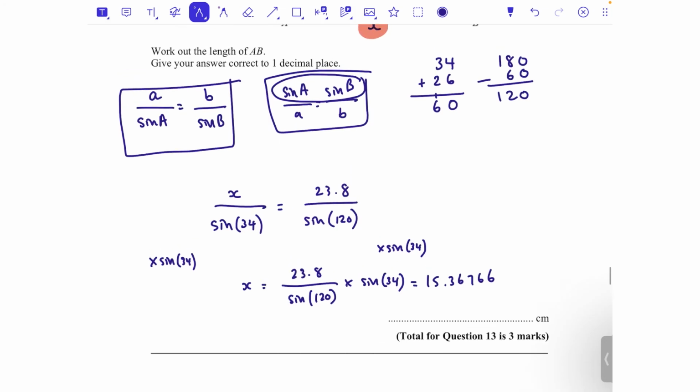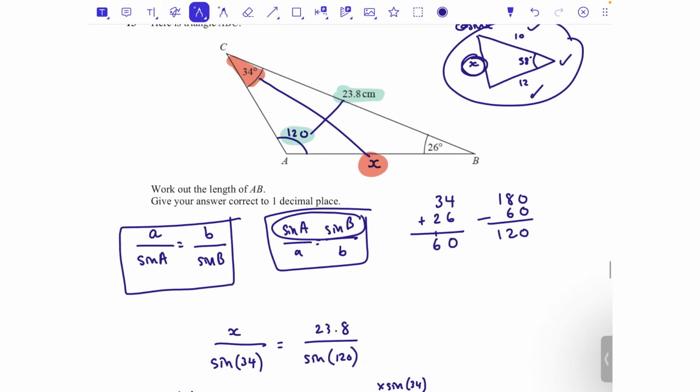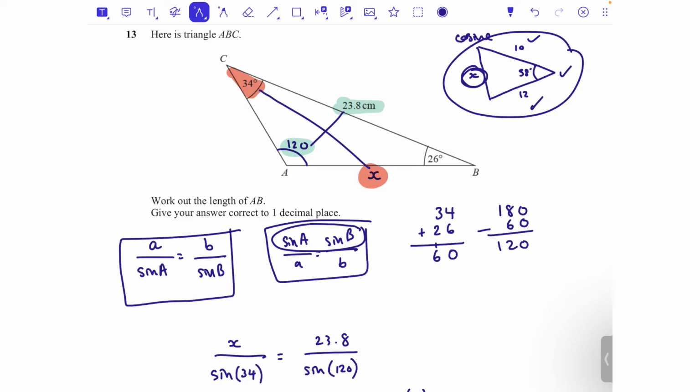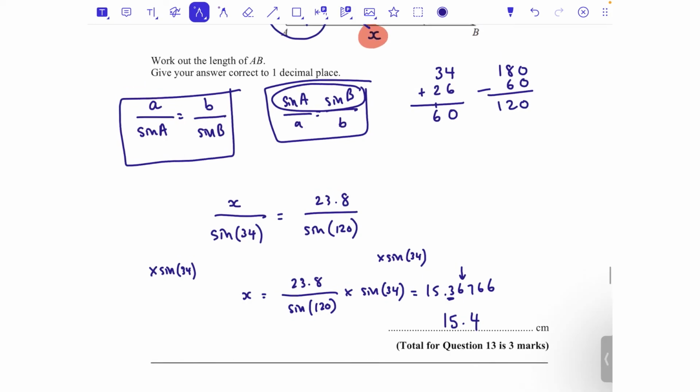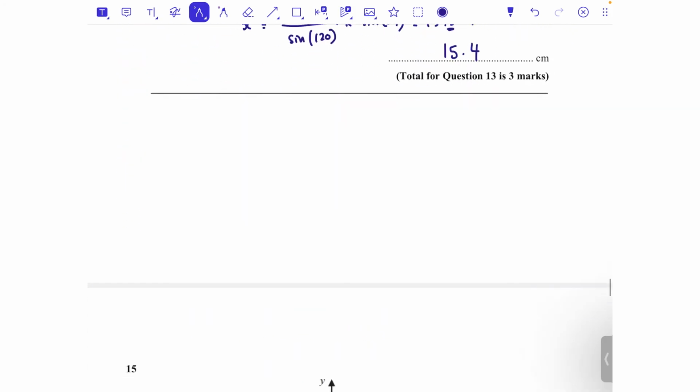668. They want it to one decimal place, so that's going to be 15.4, because that is your first decimal place and the 6 rounds up. So 15.4 centimetres for that one. Are we happy that that's a sensible answer? Well, yeah, I am. 120 degrees is quite a big angle, and that's opposite 23.8. I'd expect a smaller angle like 34 to be opposite a slightly smaller side, and 15.4 is smaller, so I'm happy that that's a sensible answer, and yeah, that is 3 marks.